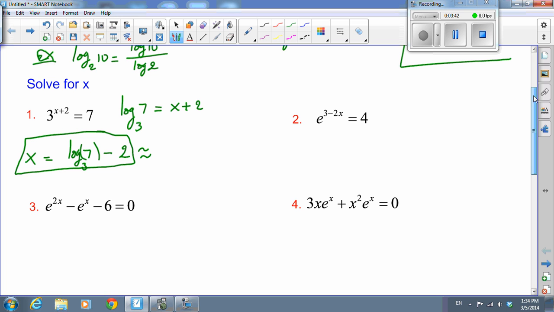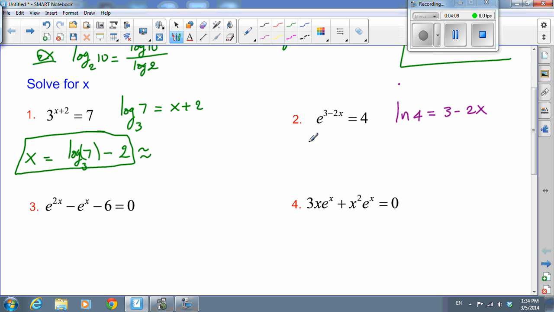Let's do the same thing on number 2. Number 2 is slightly different. This time, I'll have e to the power of 3 minus 2x is equal to 4. This is an exponential form. If I decide to change it into a log form, that will be log base e of 4 is equal to 3 minus 2x. But we do not say log base e. So I will say ln of 4 is equal to 3 minus 2x.